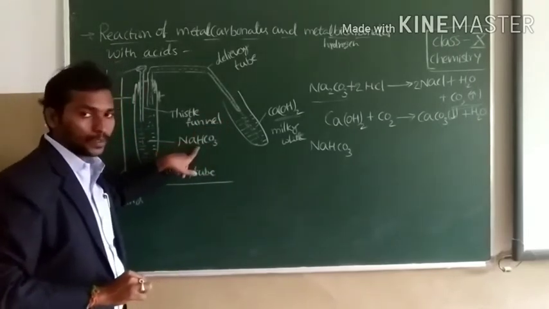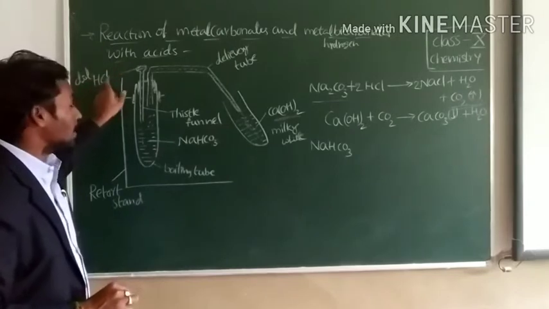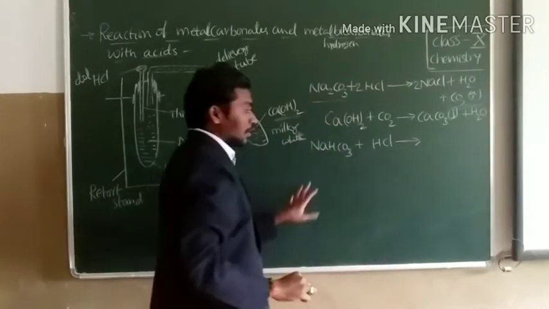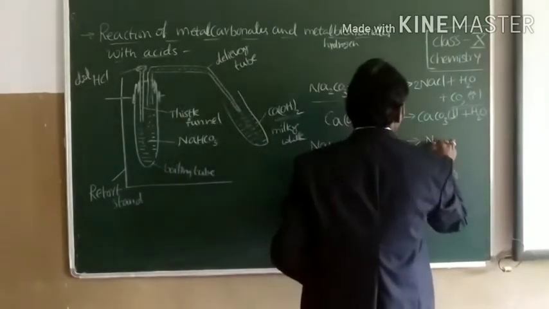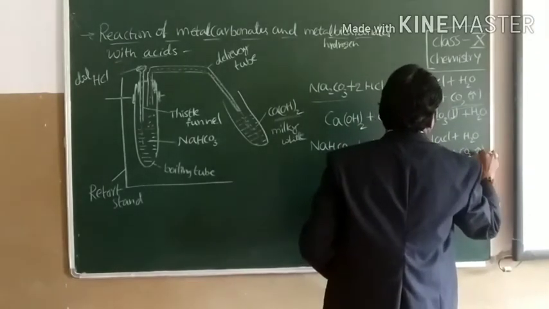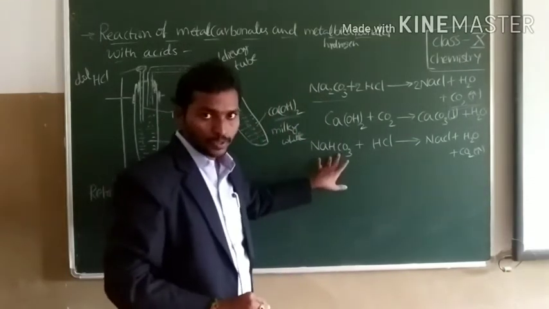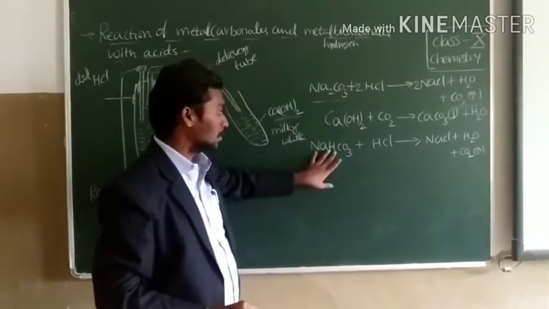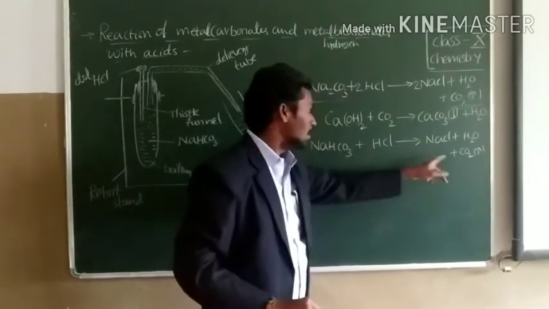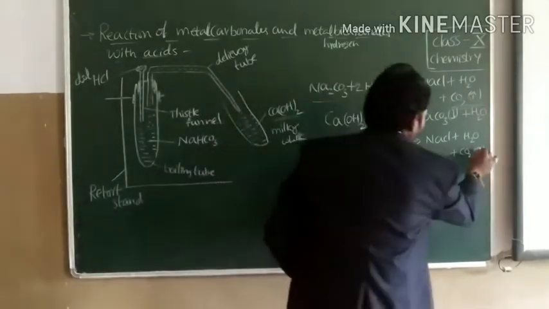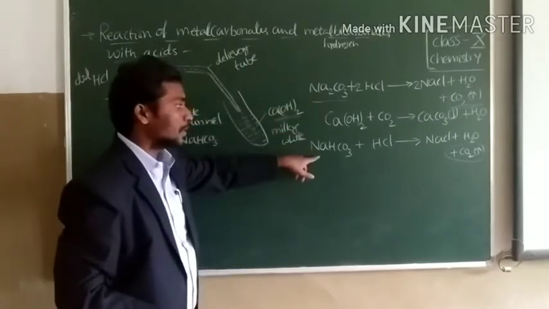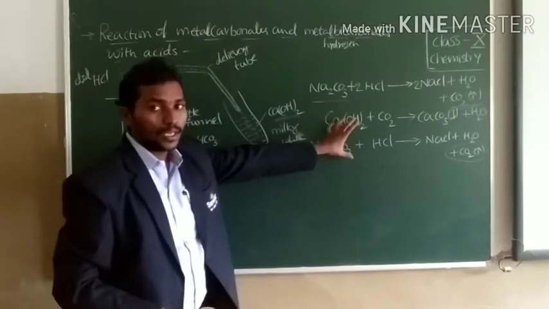Whenever a metal bicarbonate like sodium bicarbonate reacts with an acid like hydrochloric acid, it forms sodium chloride, water and carbon dioxide gas. So NaHCO3 is sodium bicarbonate, an example of a metal bicarbonate. NaHCO3 plus HCl gives rise to NaCl plus H2O plus CO2. Here the evolved gas is carbon dioxide. So in both cases, metal carbonates and metal bicarbonates react with acid and produce carbon dioxide gas.